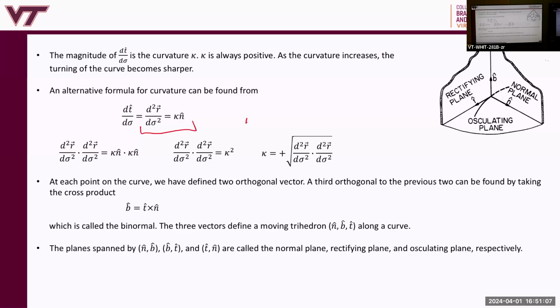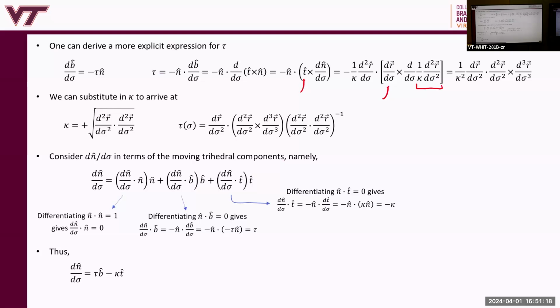So from here, we can say n is equal to 1 over kappa d2r d sigma squared, right? So let's go back. This is t hat for sure, right? Then we have the cross product. This whole thing is d by d sigma of n hat from the last slide. Now we just have to figure out this one over here. Same thing with n hat: 1 over kappa d2r d sigma squared.